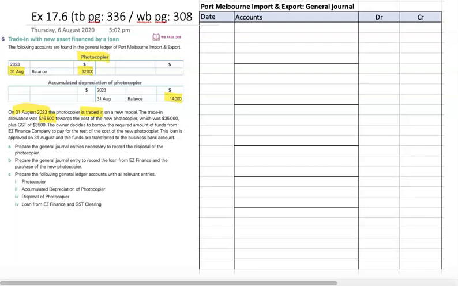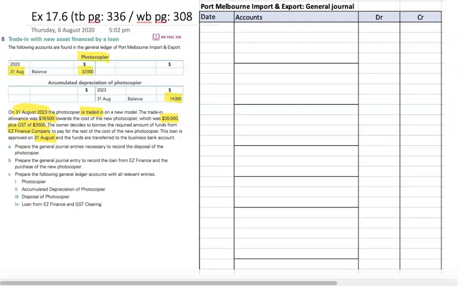$16,500 towards the cost of the new photocopier, which was $35,000 plus GST of $35,500. And the owner has decided, given they don't have a lot of money, to borrow the required amount of funds from EZ Finance Company to pay for the rest. This loan is approved on the 31st and the funds are transferred. So we've got a lot of information to work through, but we've got enough information to work through.